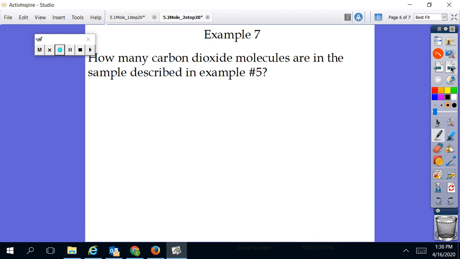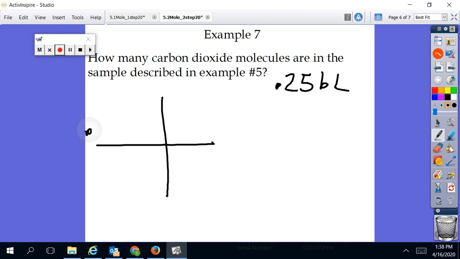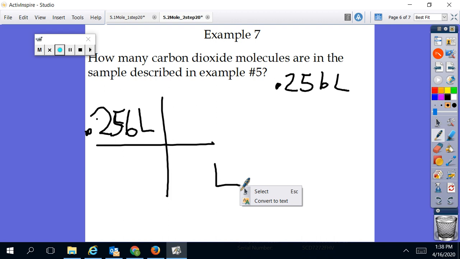Okay, now back to another 2-step example. How many carbon dioxide molecules are in the sample described in example number 5? Okay, well, in example number 5, we're going to start with the given data, which is 0.256 liters. Okay, so we're going to start there, and we want to know how many molecules. Okay, so the first step is to get out of the given unit into moles. Okay, so looking at our mole triangle, the given goes here. Okay, got to cancel out those liters, so we use those on the bottom, and we want the given out a liter. Okay, and we know from the mole triangle, we use 22.4 liters equals 1 mole. That's the conversion.